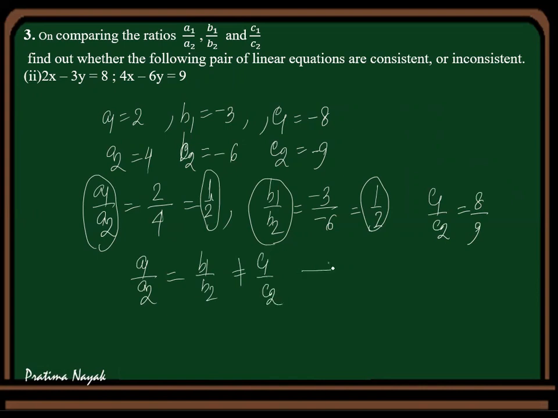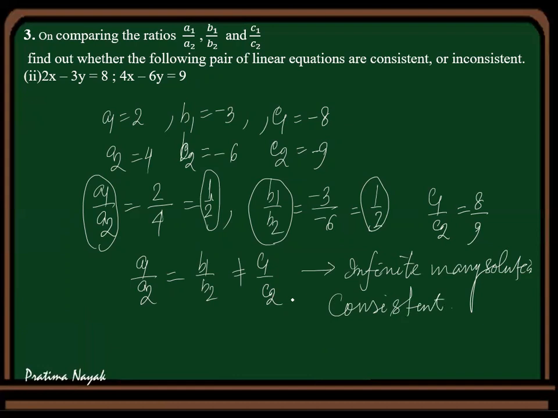So what is the conclusion? It gives you no solution. So in no solution, it is inconsistent. So the pair of linear equations are inconsistent.